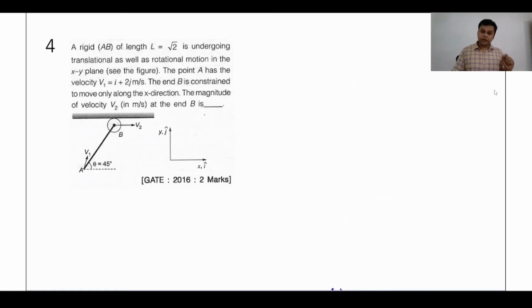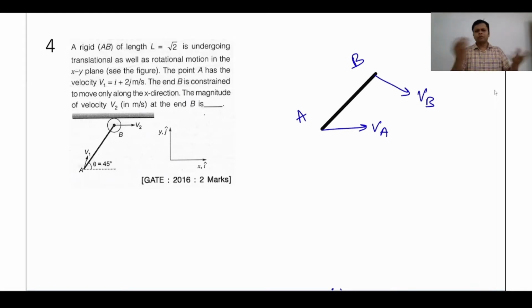Okay. So the concept that will be used here is rigid body dynamics. So what does rigid body dynamics say? It says if you have any rigid link, let me say AB, and it is having a general motion. Let me say this is the direction of velocity of point A, and this is the direction of velocity of point B. Different points will have different velocities because it is in a general motion.